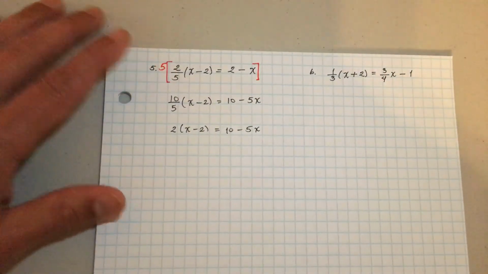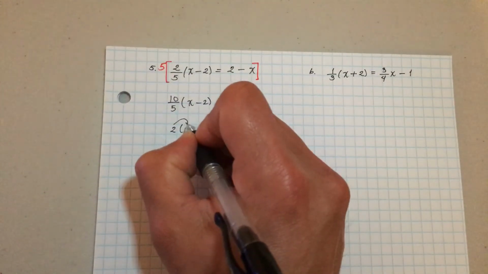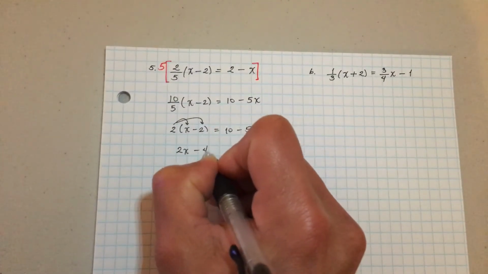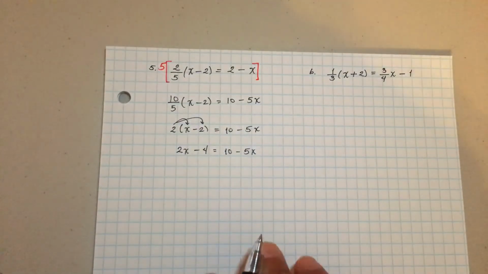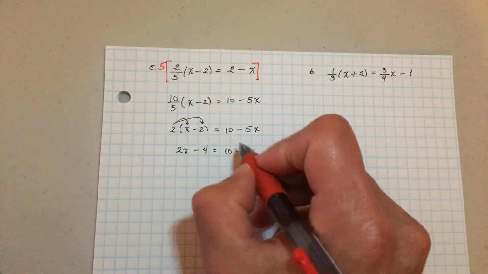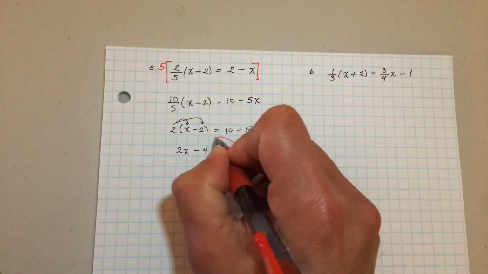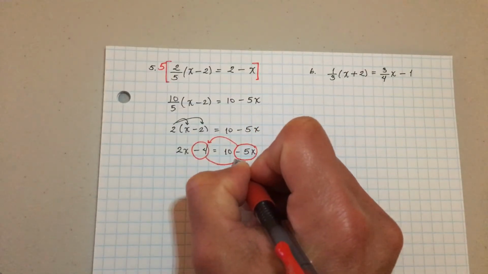So now I can go ahead and solve this. It's a lot easier. Now this guy is going to distribute the 2. Ahora voy a distribuir el 2, que me da 2x menos 4 es igual a 10 menos 5x. Ahora, ¿qué hago? Letras a la izquierda, números a la derecha. Entonces, esta letra es menos 5x, se va a la izquierda. Menos 4 a la derecha.